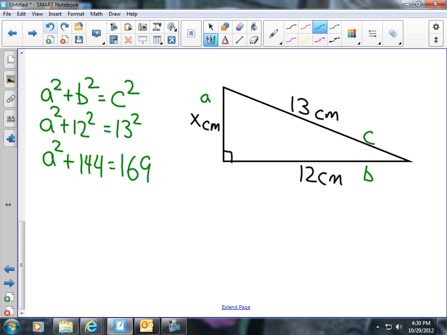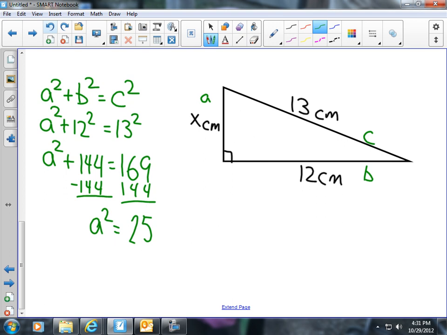Okay, now, what do we do now? Well, if you've spent much time with equations, you know that you're going to have to get that A squared by itself. And so the only way we can do that is by getting rid of the 144. And you get rid of adding 144 by subtracting 144. So we're going to subtract 144 from both sides. We end up getting A squared equals, well, it's a 5, and that's a 2. We end up getting 25.